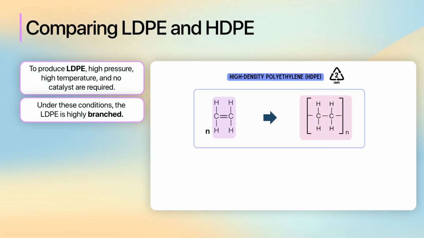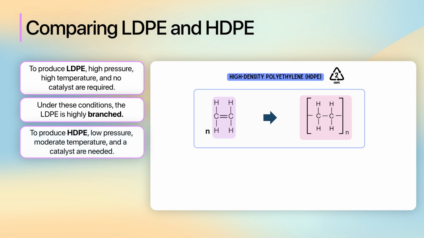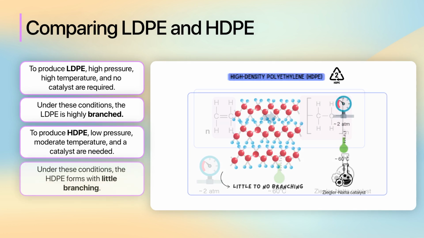Now, let's look at high-density polyethylene. To produce HDPE, different conditions are used. In this case, we need low pressure, at around 2 atmospheres, a moderate temperature of around 60 degrees Celsius, and a Ziegler-Natta catalyst. Under these conditions, the polymer chains form with little to no branching due to the lower pressure and temperature, as well as the presence of the Ziegler-Natta catalyst.